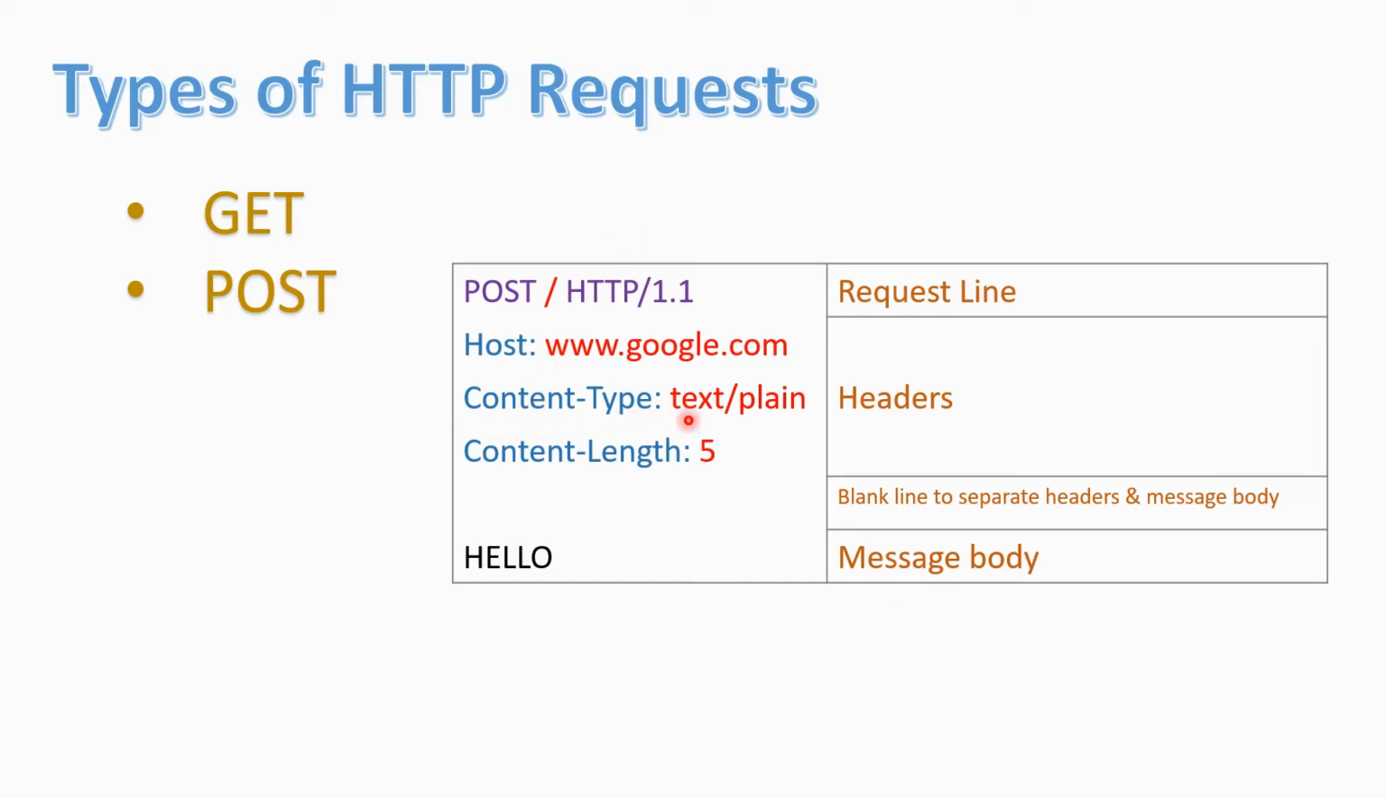Then we can add the content type. This is text/plain, as we are adding just plain text. Then we have to specify the content length. We have specified 5 here. All these are headers. Then there is a blank line to separate the headers and the message body.